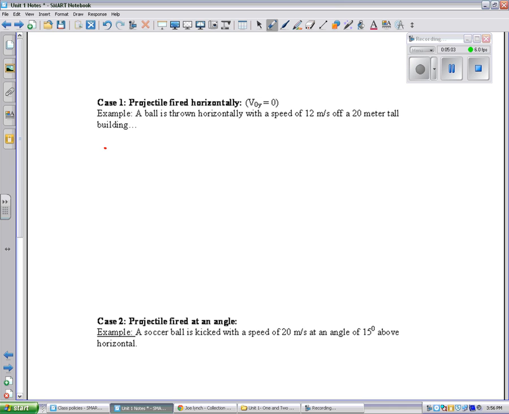Now, when I do these problems, my first step is always to draw a picture. All right. So we have this object that's fired straight horizontally with an initial velocity of 12 meters per second. Okay, the building is 20 meters tall. And we might want to know where it's going to land over here.